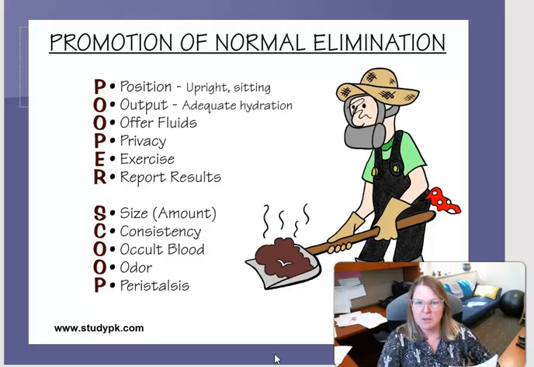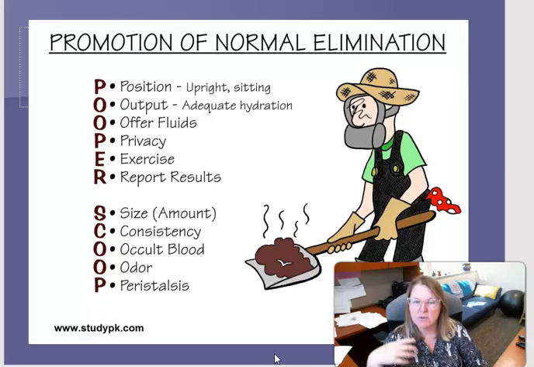So make sure the patient can sit upright, make sure they've got adequate hydration, offer them fluids frequently throughout the day, make sure that they have some privacy. Nobody likes to poop in front of other people. The more we move, the more motility we have in our GI system, which helps move the stool down. So when patients are experiencing extreme constipation or trouble with constipation, getting them mobile helps tremendously.